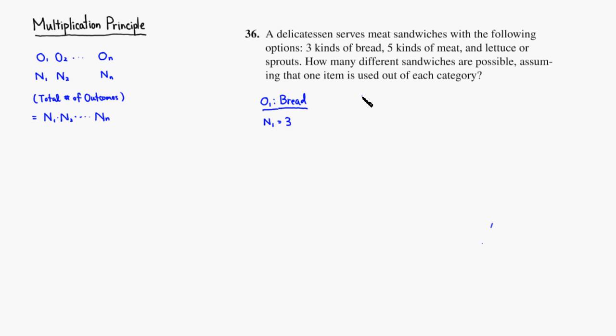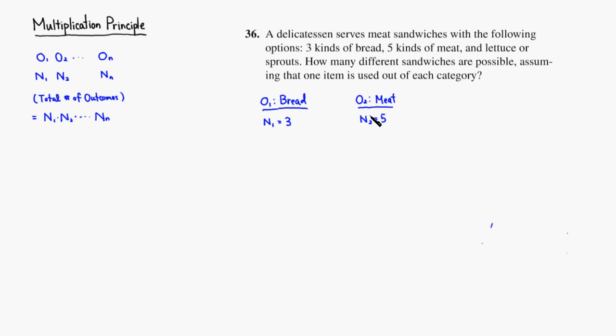Then operation 2, we have to choose meat. So here's a meat, and there are 5 kinds of meat. So N2 would be 5, right?